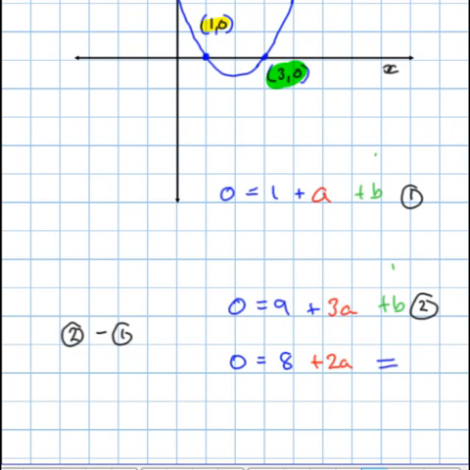Now rearrange that and we get minus 8 equals plus 2a. Divide both sides by plus 2 and we get minus 8 over 2 equals a, or a equals minus 4.